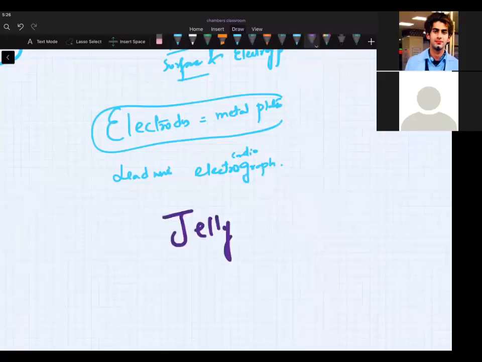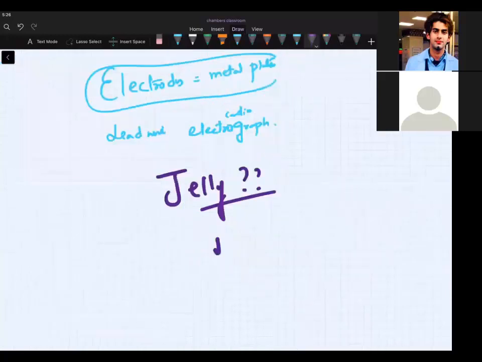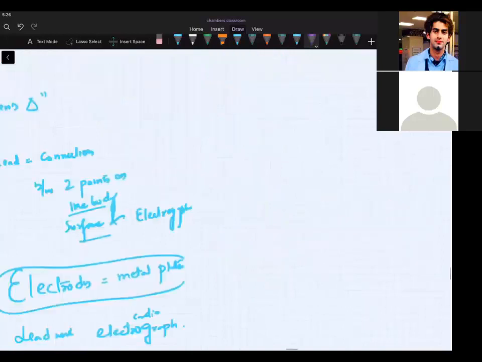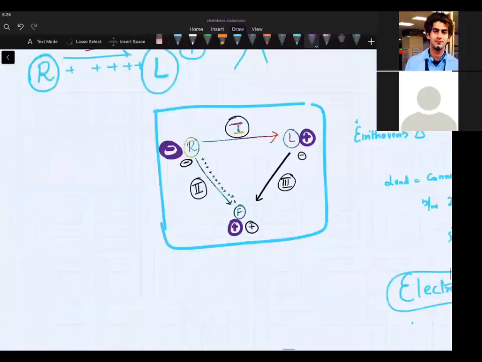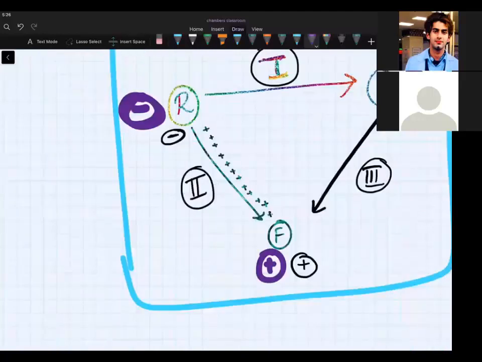So jelly, what is the use of jelly? Jelly decreases the electrical resistance. It decreases the electrical resistance, guys. Clear?